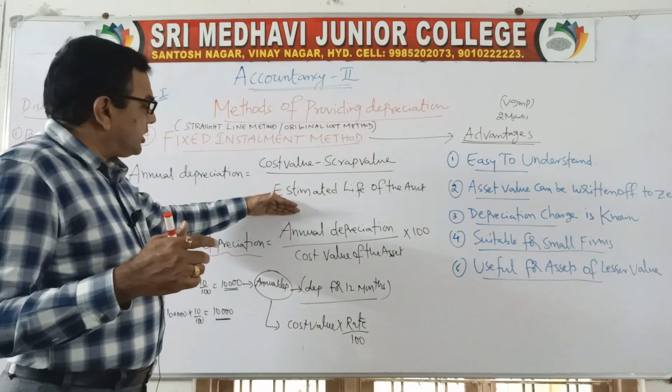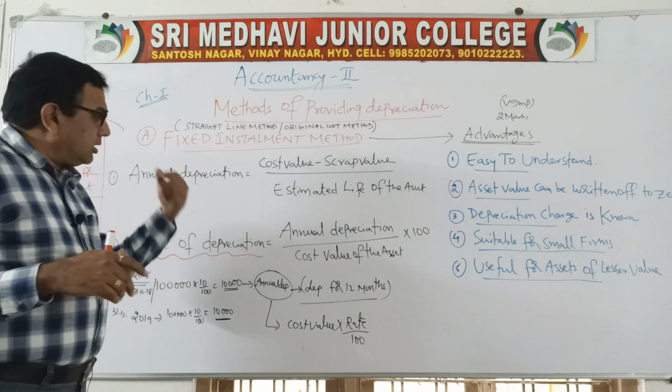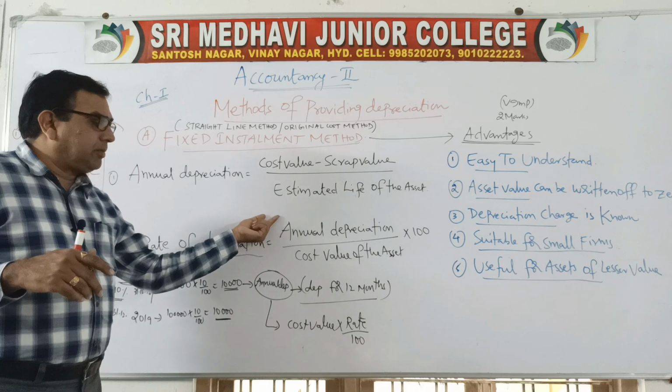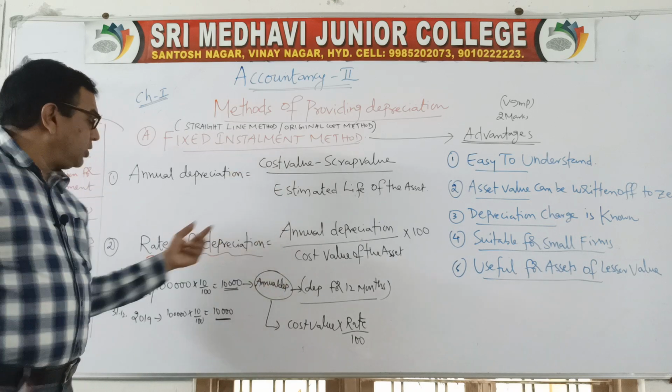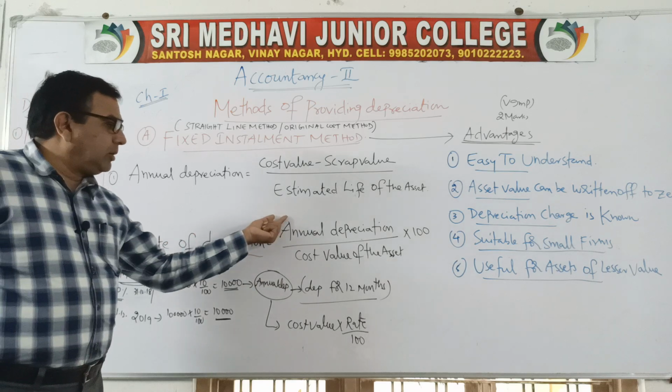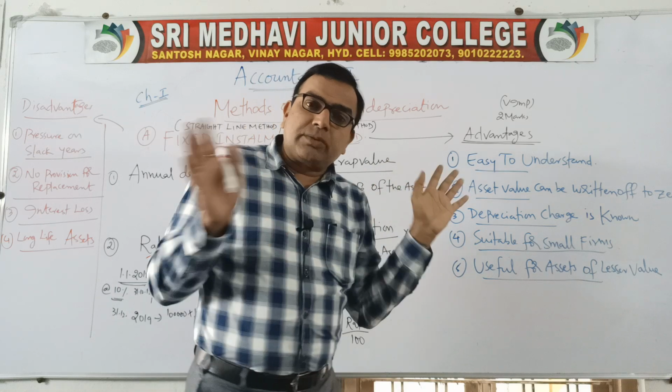So annual depreciation you will calculate according to this formula. After deriving the amount of annual depreciation, already you know cost value. So how to find out the rate of depreciation? Annual depreciation by cost value of the asset into 100. So this is very simple.